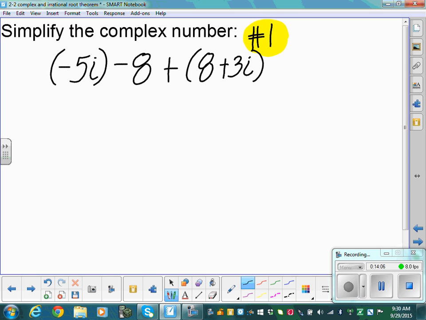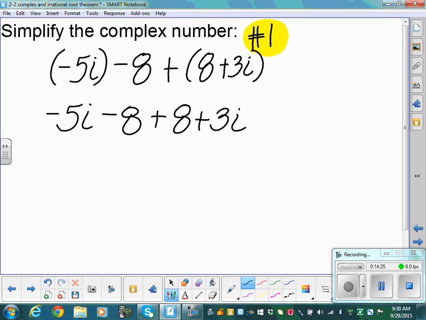Now look at the problem, guys. Is there any multiplication whatsoever here? No. So with this, we're just combining like terms. So I'm going to drop the parentheses off these things. -5i minus 8, and then we have plus 8 plus 3i. Now notice we don't have any negatives in front of any parentheses that we need to distribute through. So does everybody see how I just rewrote this without parentheses? Now we're going to combine the real parts and then we'll combine the imaginary parts.